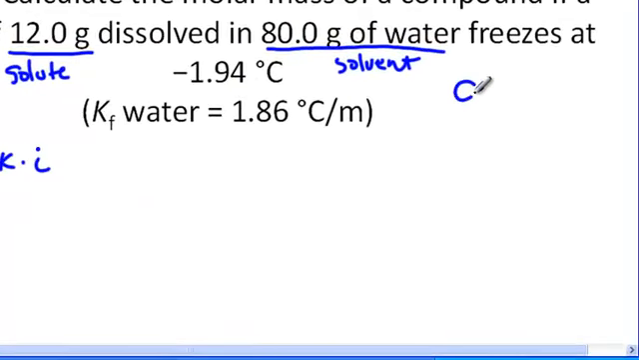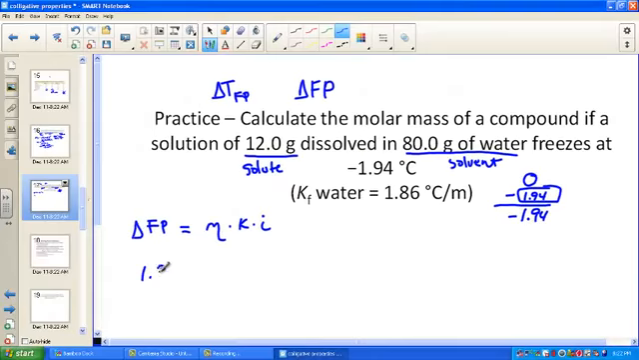If the normal freezing point is 0, and it's now freezing at negative 1.94, how much did it change by? Well, it changed by 1.94 degrees. So the delta freezing point is 1.94 degrees. Remember, change is always a positive thing. 0 minus the change is negative 1.94, but that negative sign isn't part of this. It changed by 1.94 units.